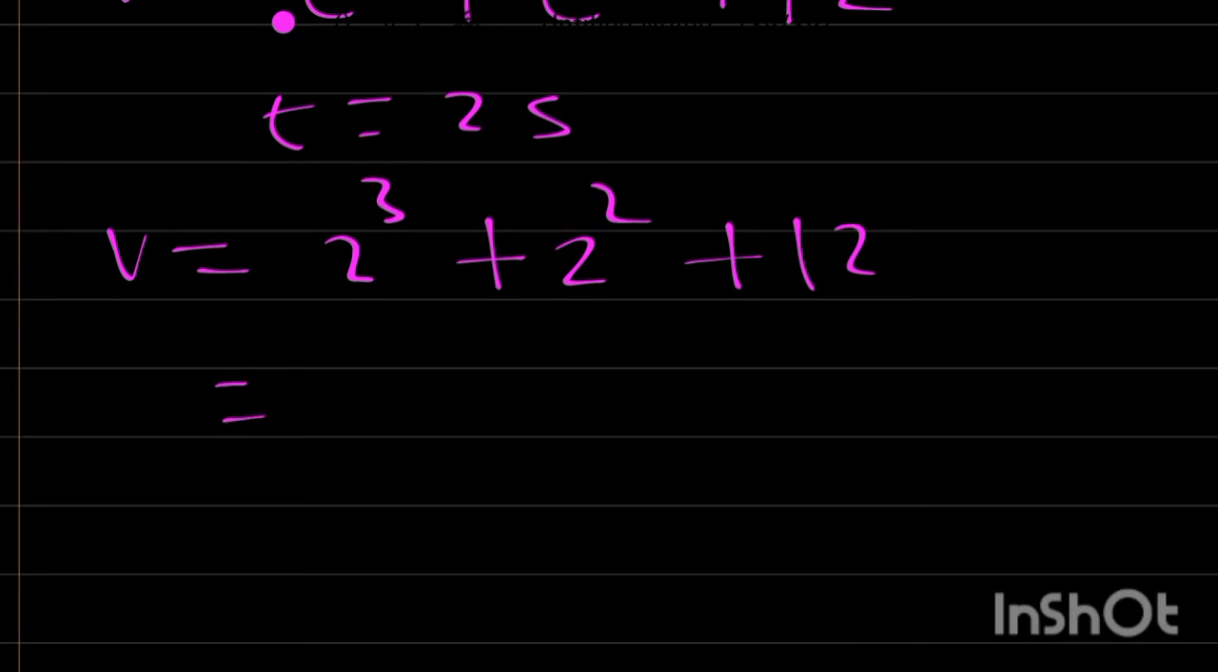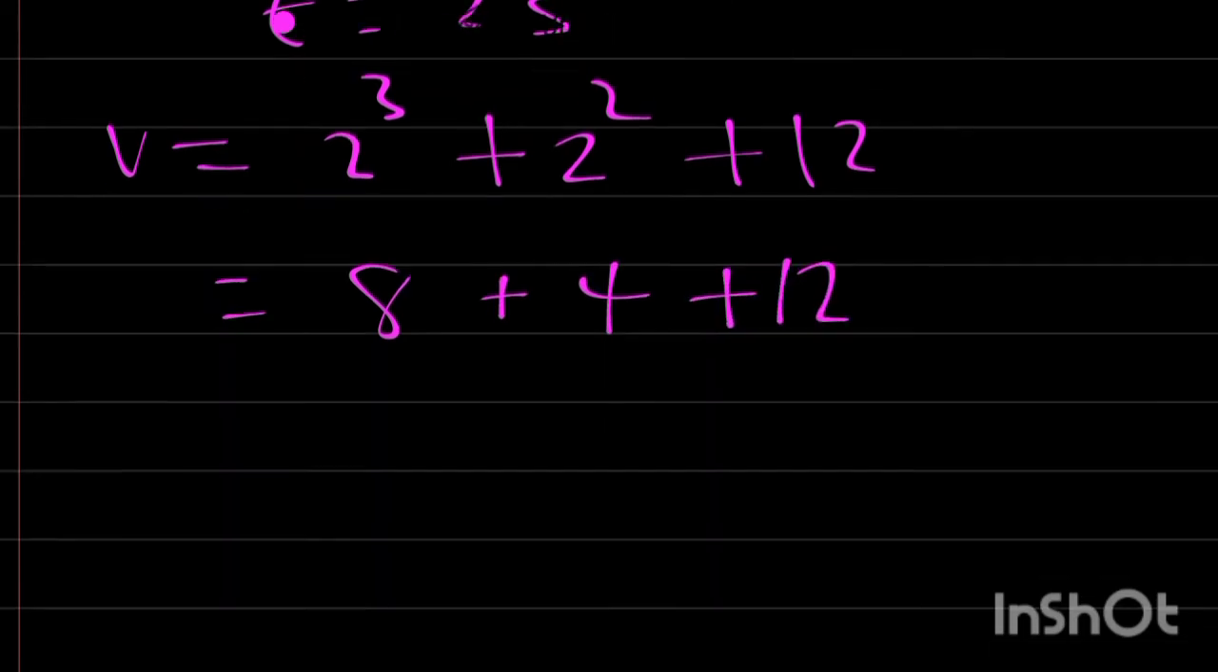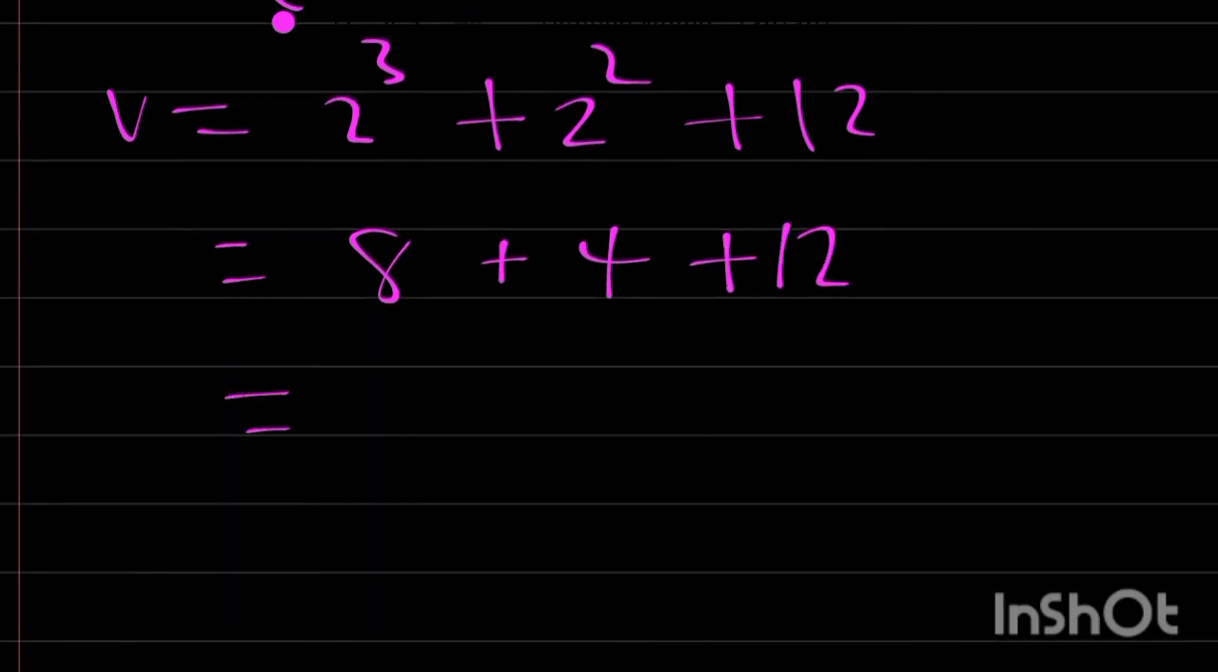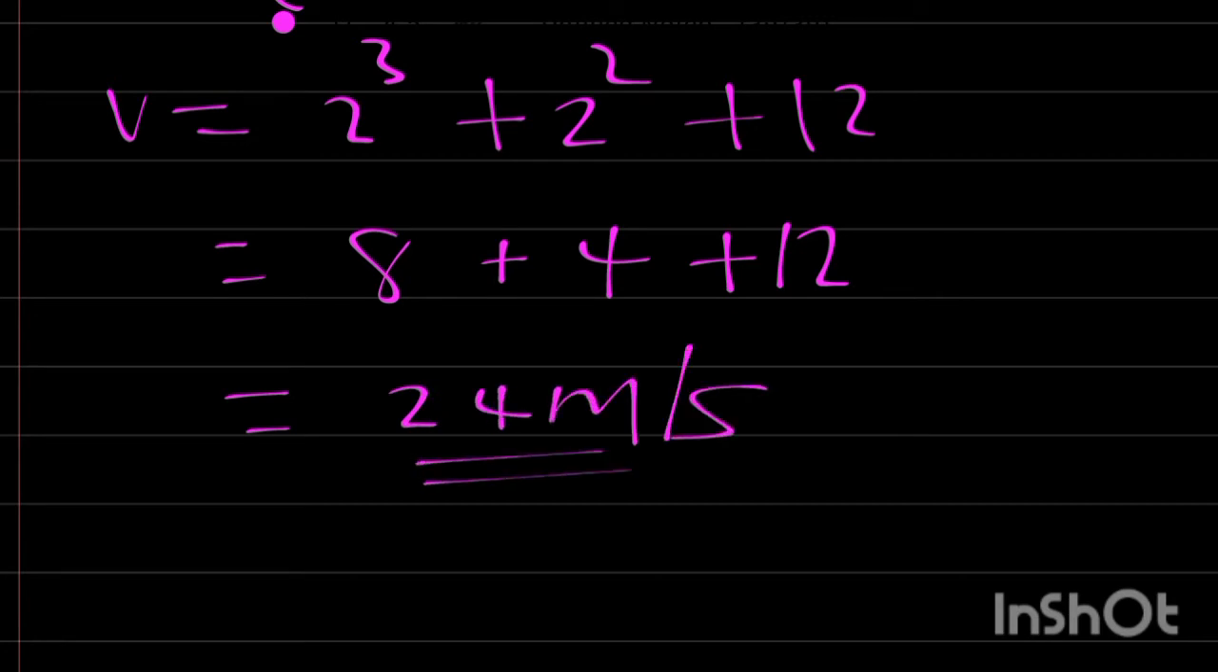Therefore, we are going to have 2 raised to power of 3, that is 8, plus 4 plus 12. Final answer here is what? 24 meters per second. This is the velocity after 2 seconds.